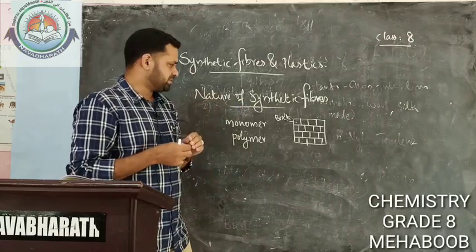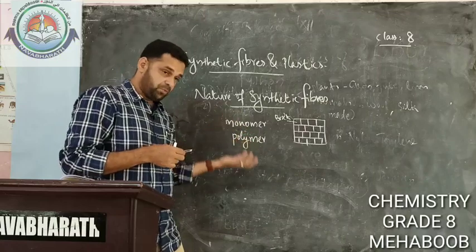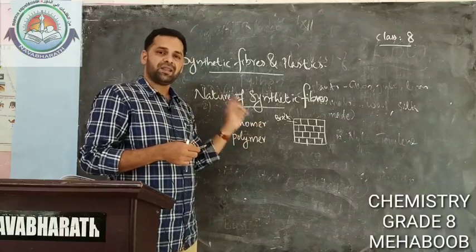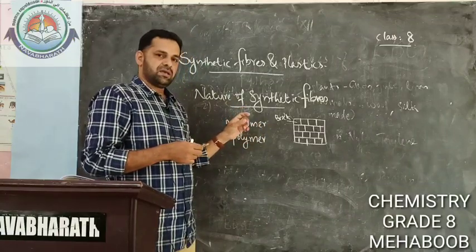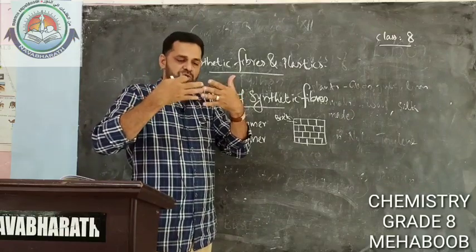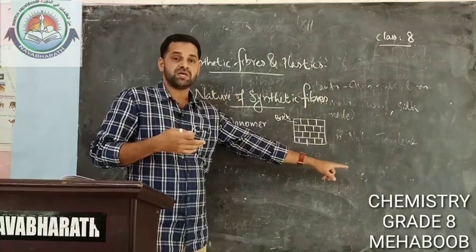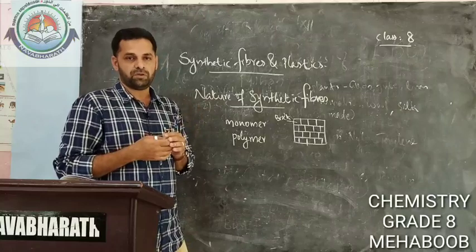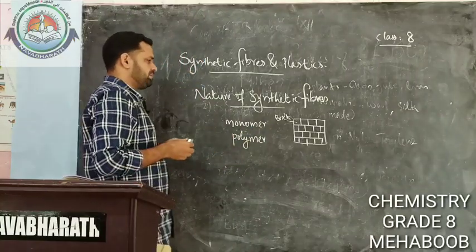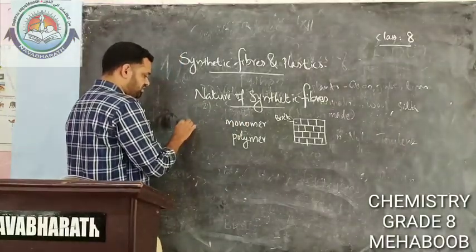So, synthetic fibers are made up of polymers. A monomer is a smaller unit in the polymer, and these monomers combine together end to end by chemical bonds to form a large unit, and that large unit is called a polymer. Understood? There are many examples of these polymers. See, natural fiber is also a polymer.